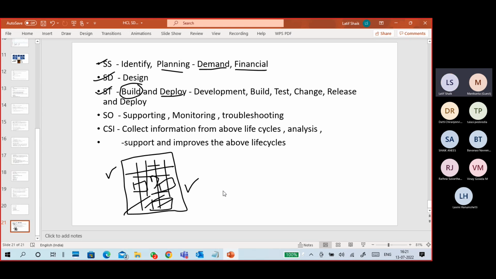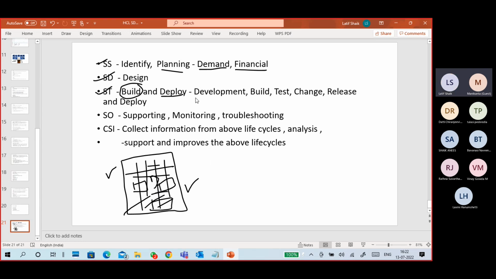Deploy. So build and deploy comes under service transition. What does deploy mean? Hand out to the customer. So there is a customer, and he needs a building, or maybe he is purchasing one flat, or maybe he is purchasing a whole house. He is the customer, and I'm building for him, right? I'm a service provider, so I build a building. I'm a builder. I build a building and hand it out to the customer.